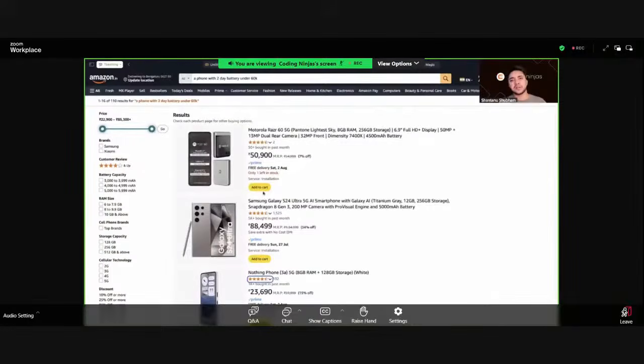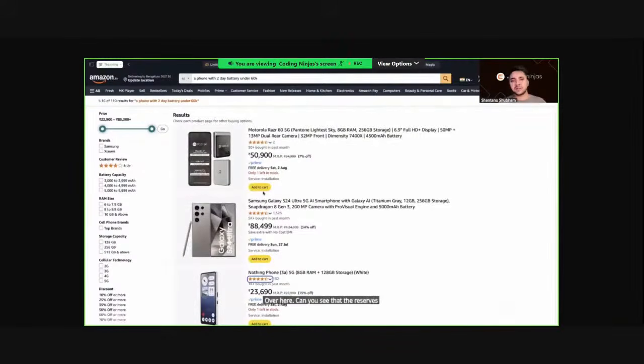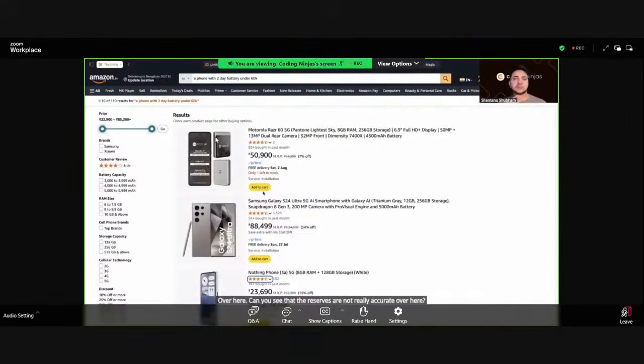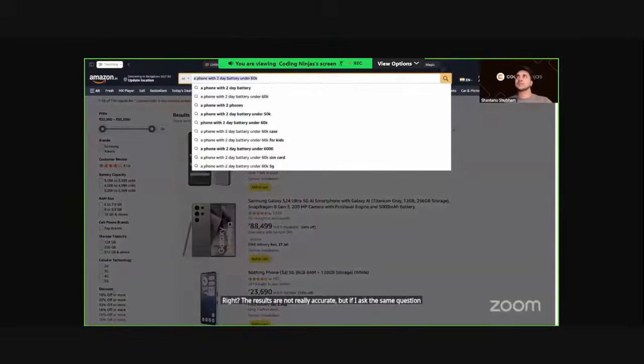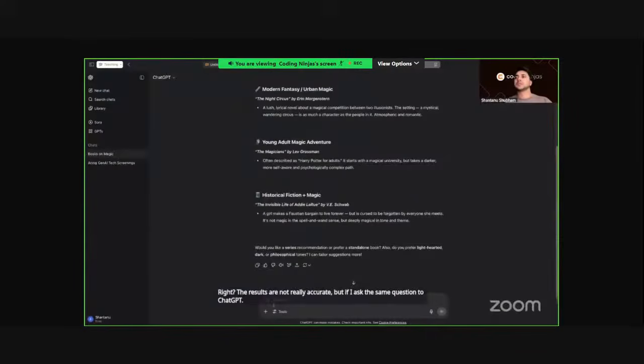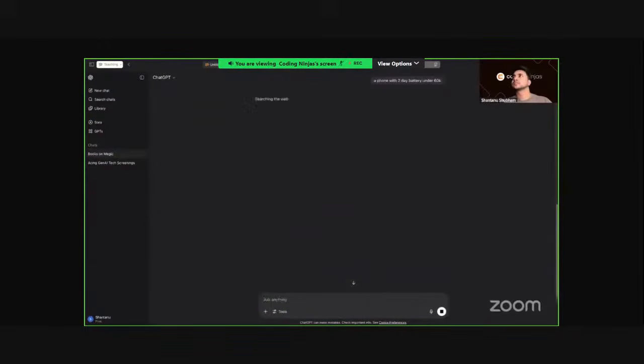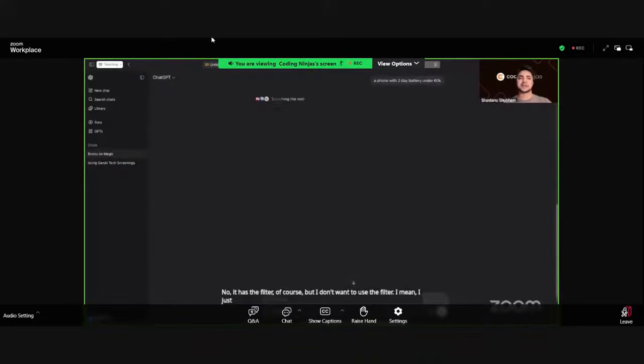Can you see that the results are not really accurate over here, right? The results are not really accurate. But if I ask the same question to ChatGPT, no, it has the filter, of course, but I don't want to use the filter. I mean, you just read my sentence and tell me the answer. Simple as that.